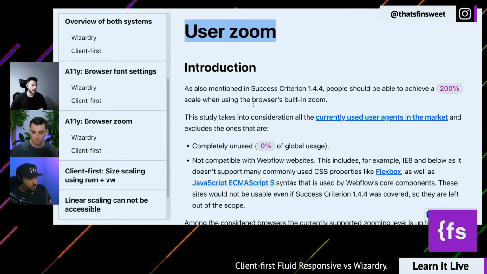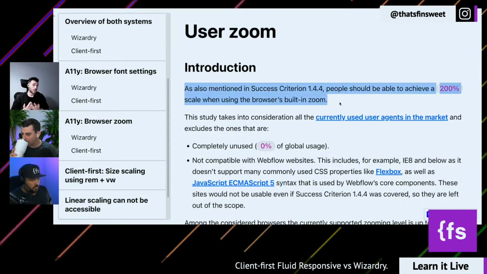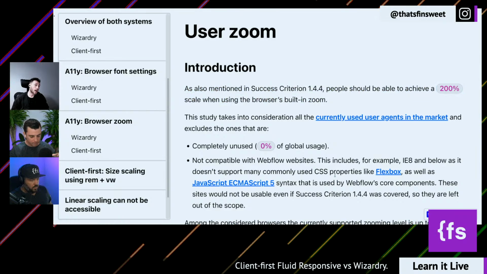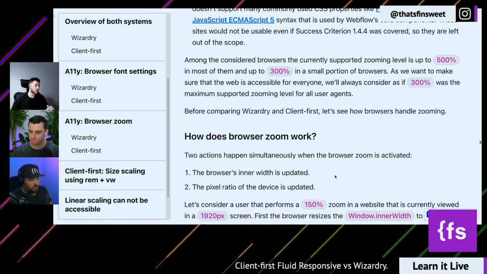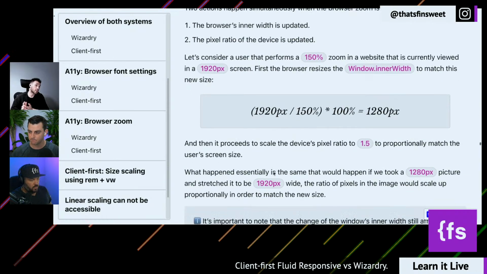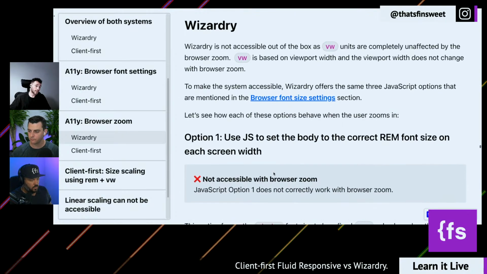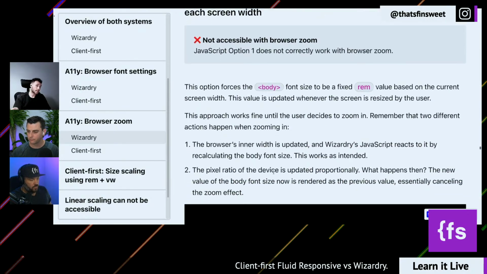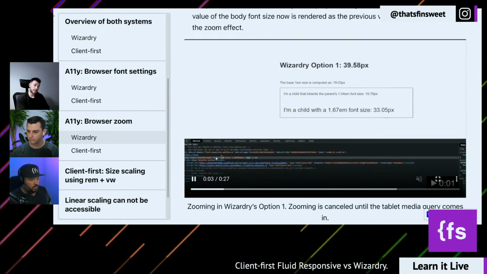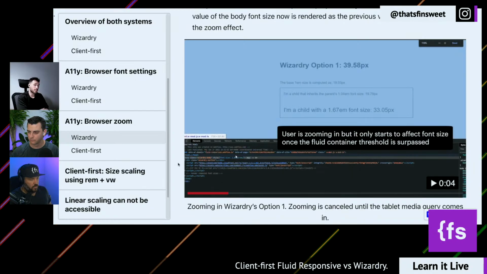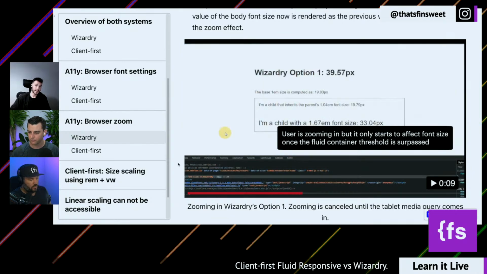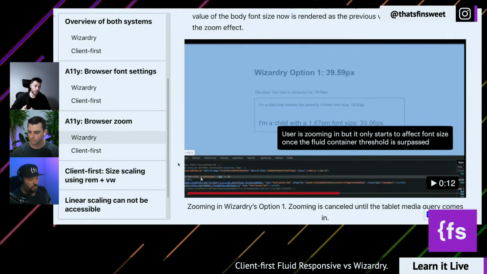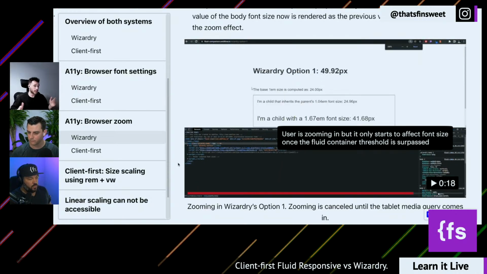So, same criterion. We need to achieve 200% scaling. With Wizardry out of the box without JavaScript, you cannot zoom in because of the VWs. But let's see the three options that Wizardry offers to see why they work or they don't work. In the first case, we have the first option, which is changing the body font size for a fixed REM value depending on the screen size. In this case, zooming is not going to be enabled. You will not be able to zoom until you break out of the container that's fully responsive.